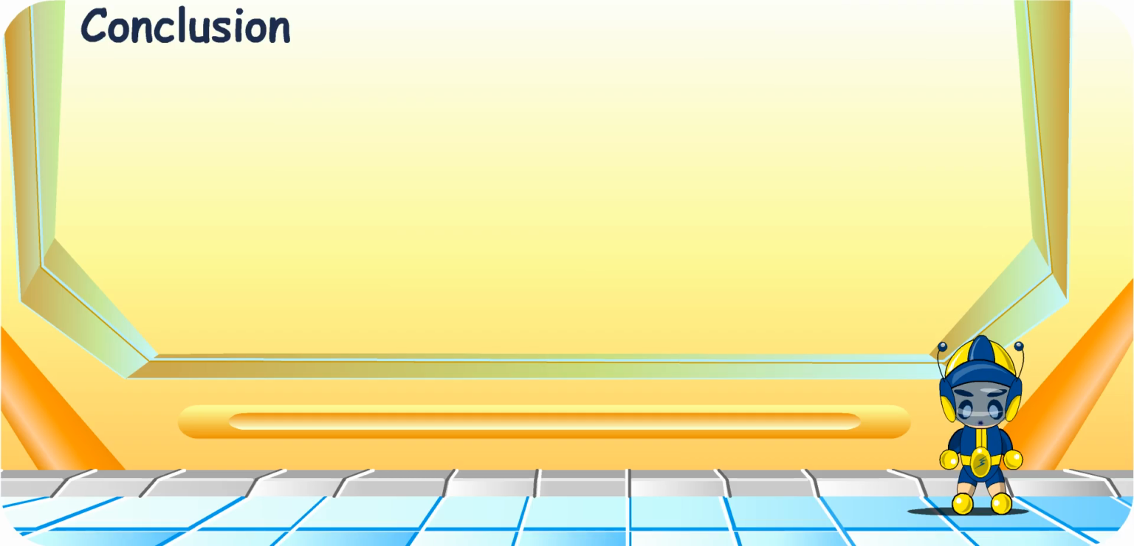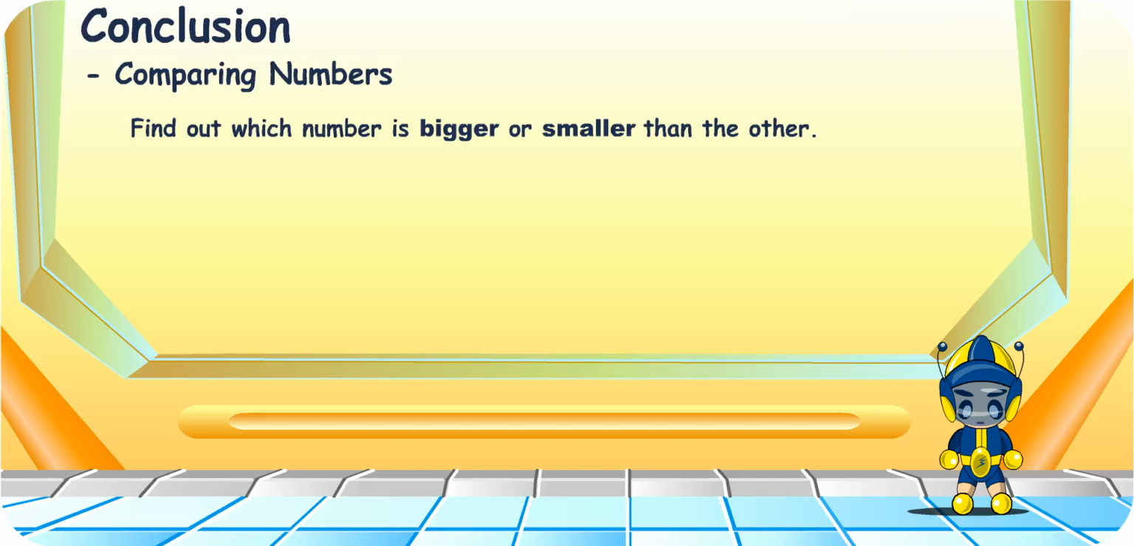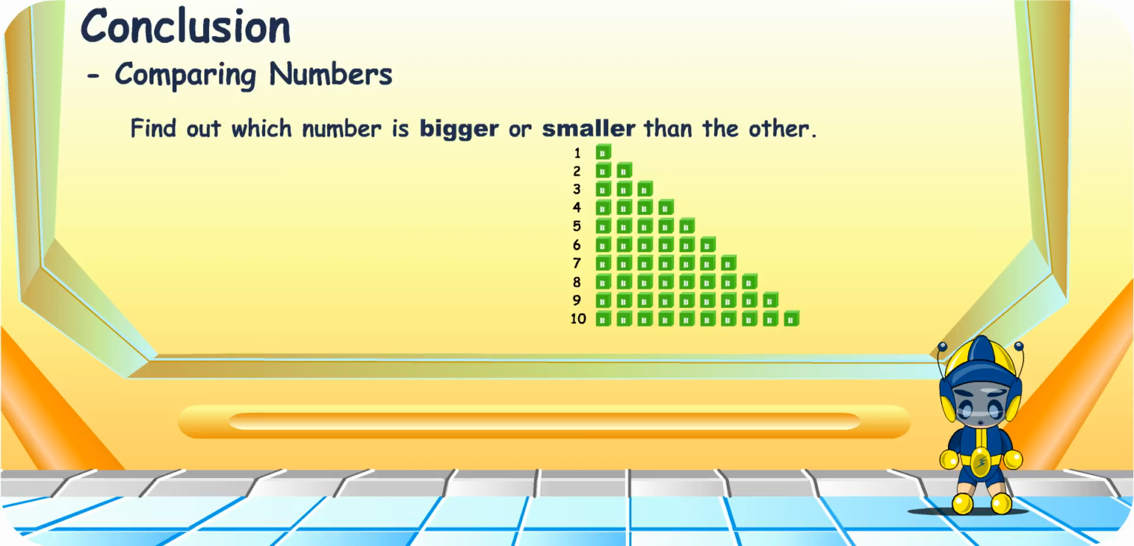We've come to the end of this lesson. Look at how time flies. Turbo Boy, can you tell me what you've learned today? Yes, today we looked at comparing numbers. I learned that when we compare 2 numbers, we find out which number is bigger or smaller than the other. I can do that by drawing squares to represent the numbers and see which number is represented by more squares. The one which has more squares is the bigger number.